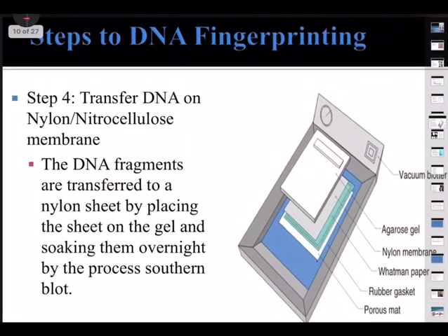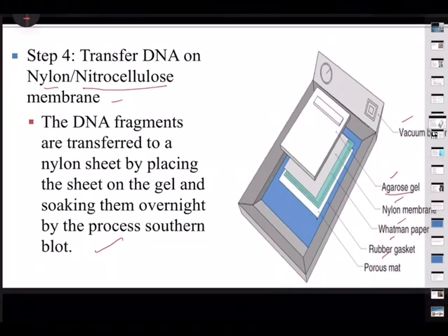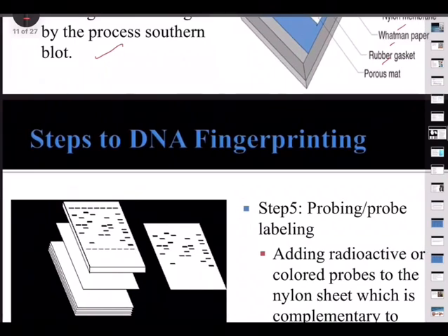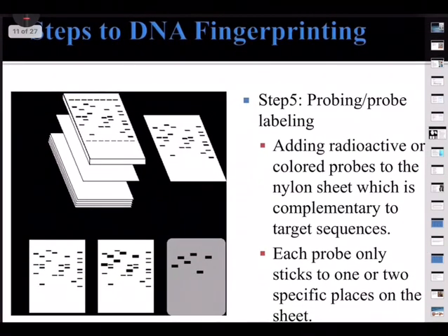And step number 4, transfer of DNA onto nylon or nitrocellulose membrane. Now whatever the bits and pieces are there, the DNA fragments are transferred to a nylon sheet, as you are seeing, on the gel, and soaking them overnight by the process called Southern blot. So here you can see the vacuum, agar gel, nylon membrane, Whatman paper, rubber gasket, and porous mat. This is how the Southern blot technique will take place, and Southern blot will help us in making the probe labeling.